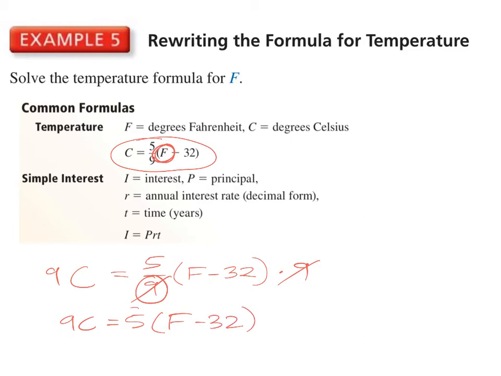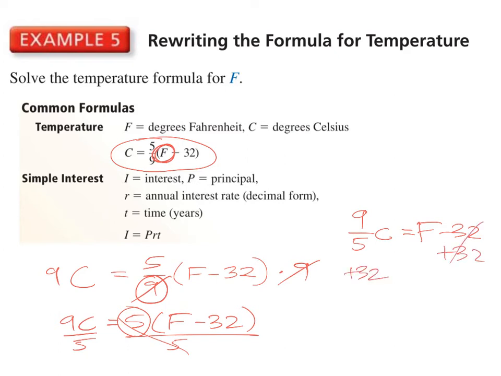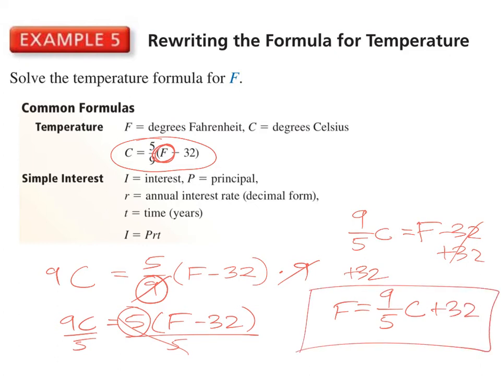All right, how do I get rid of this 5 now? Divide by 5. So now I have 9/5 C is equal to F minus 32. And the last step, add 32. So F is equal to 9/5 C plus 32. All right, there we have it. On to the next example.